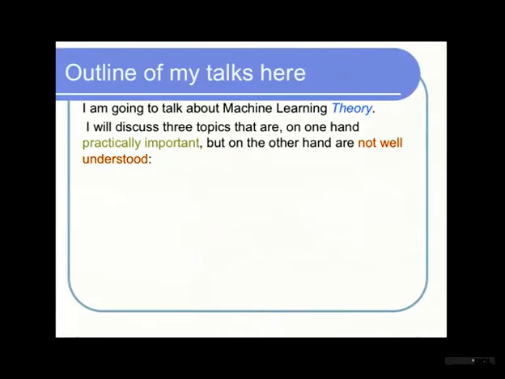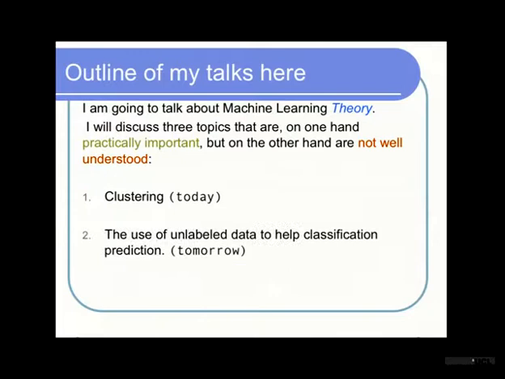All of my 3 talks are going to be about machine learning theory, and all the topics we'll discuss share this kind of description, that they are practically important, but on the other hand, they're not well understood theoretically. So the first one is going to be clustering, and the second one is going to be about the use of unlabeled data in classification tasks, and that's tomorrow. And on Wednesday, I'm going to talk about what I call reality-relevant computational complexity. I have the claim that worst-case computational complexity is too pessimistic to be realistic, and the question is what alternatives can we come up with.